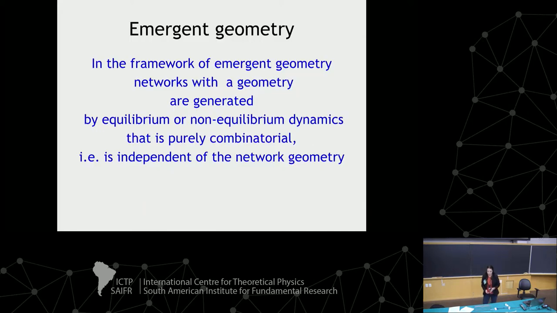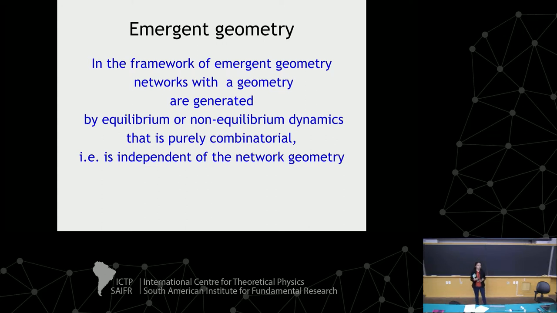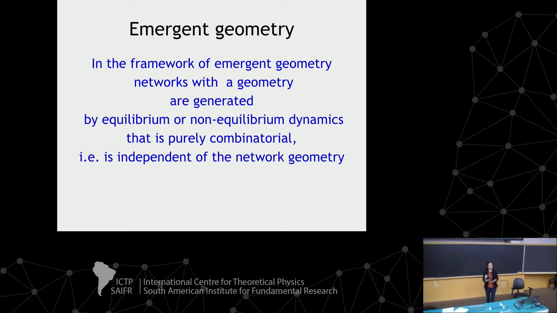So the first question is emergent geometry. We want to have a framework that describes a network which has a clear geometrical structure, starting from dynamical rules that are purely combinatorial, so they are independent of the network geometry. And as such, we want to understand how from a purely combinatorial stochastic model, we can generate an emergent geometry, and we will see that this geometry is hyperbolic.